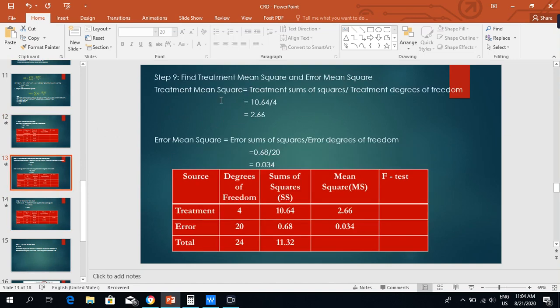Next, we should find out the treatment mean square and error mean square. To calculate treatment mean square, we can use this equation. Treatment mean square equals treatment sums of squares divided by treatment degrees of freedom. Our treatment sums of squares is 10.64, and treatment degrees of freedom is 4, and the value is 2.66. Error mean square is equal to error sums of squares divided by error degrees of freedom. Our error sums of squares is 0.68, and error degrees of freedom is 20, and our value is 0.034.